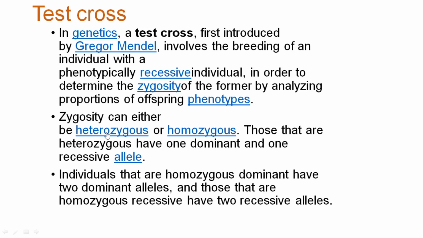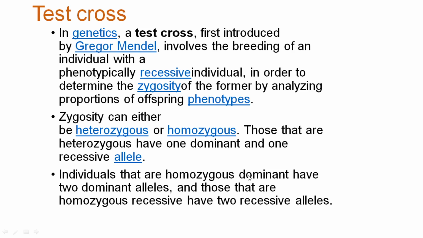I already said that hetero means different. It has two different types of alleles, which is why it shows different types of the character. Homo means same. It has the same type of alleles. Individuals that are homozygous dominant have two dominant alleles, and those that are homozygous recessive have two recessive alleles.